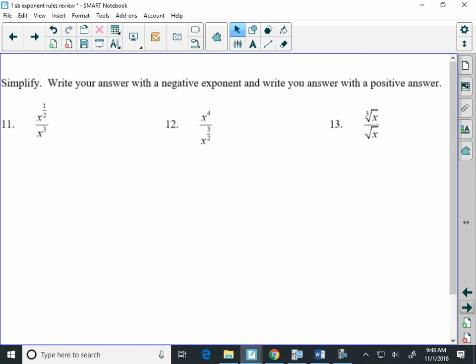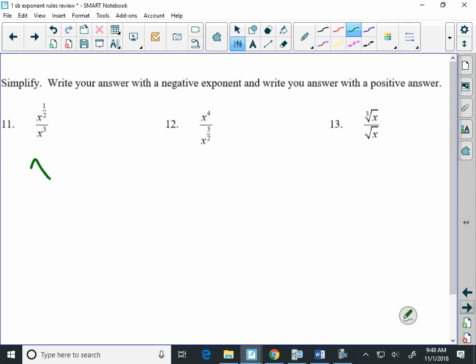Finally, if we mix it up here on these last few, we've got x to the 1/2 divided by x cubed. And so we've got to go back to that division rule, and remember with the division rule, we need to subtract. The nice thing is, when we look at our directions, we do want to simplify, but in this case, what it says is, write your answer with the negative exponent, and write your answer with a positive. I should have put positive exponent instead of positive answer, but here we go.